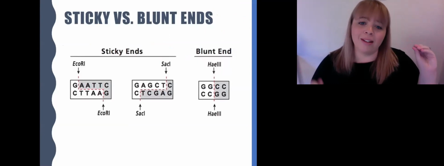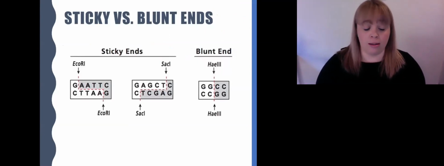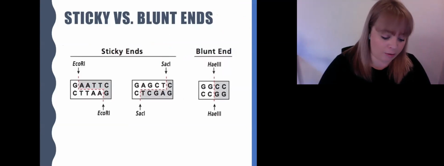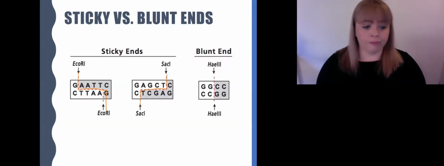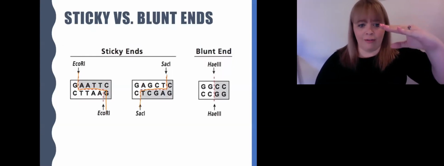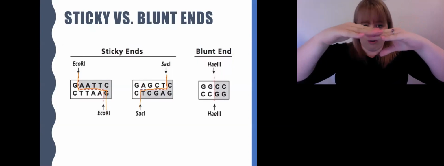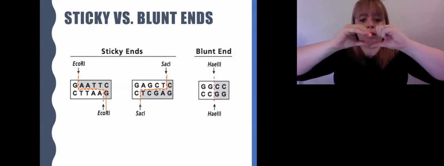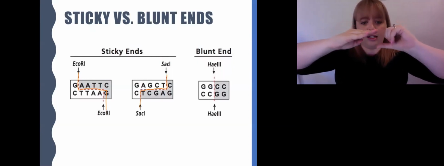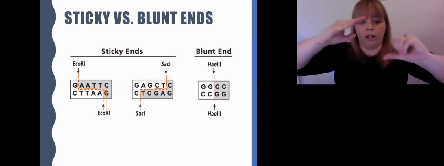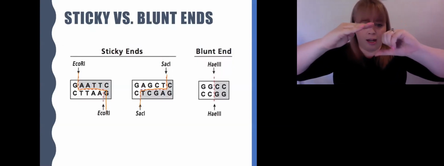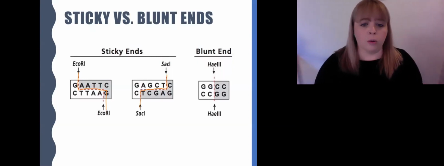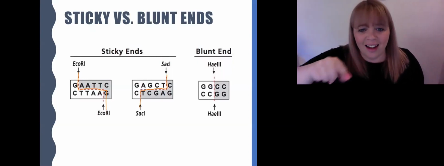There are 2 types of cut that you can make with a restriction enzyme. You can either make this kind of stepped cut like this. Here's another example. Here's your 2 pieces of DNA, one strand here, the other strand down the bottom here. If you cut them with a sticky end, what you end up with is this kind of overhanging bit here and this overhanging bit here. So that's what a sticky end is. It's when it cuts at that kind of angle.